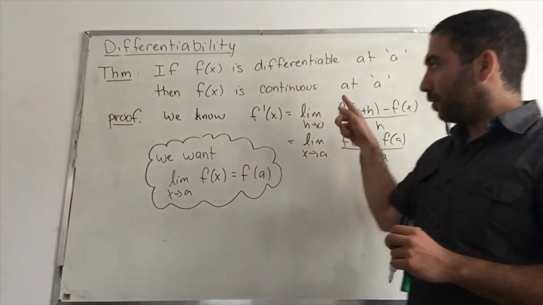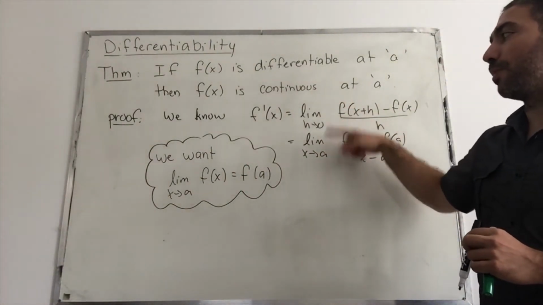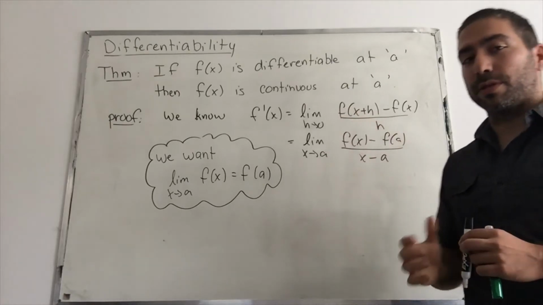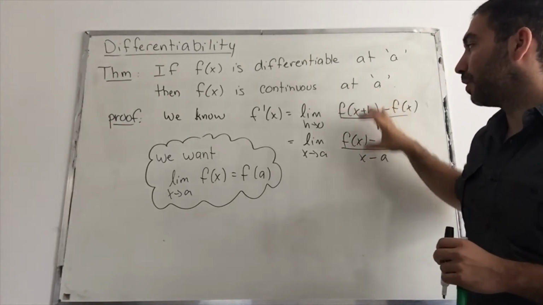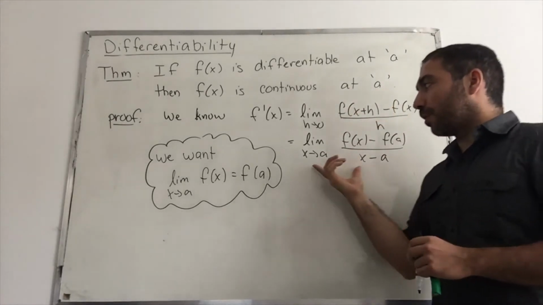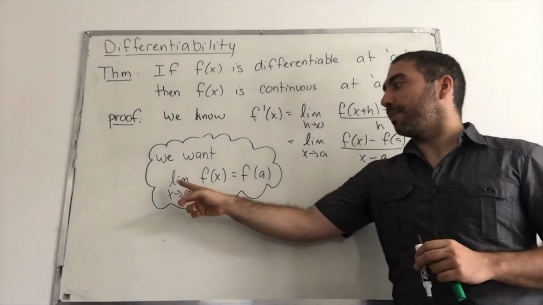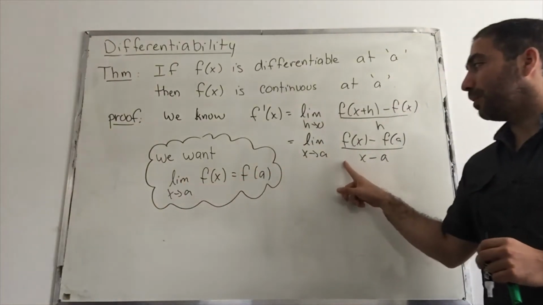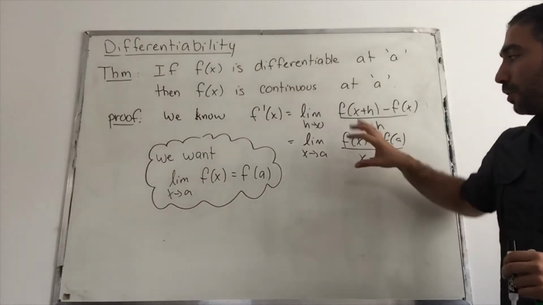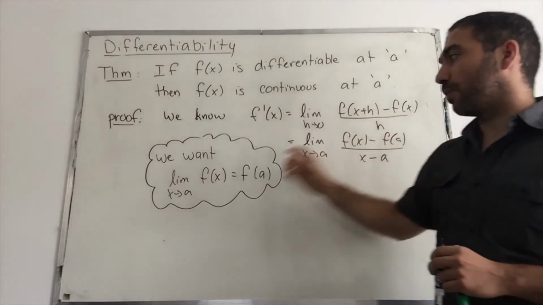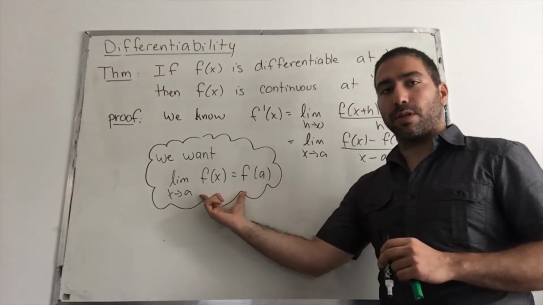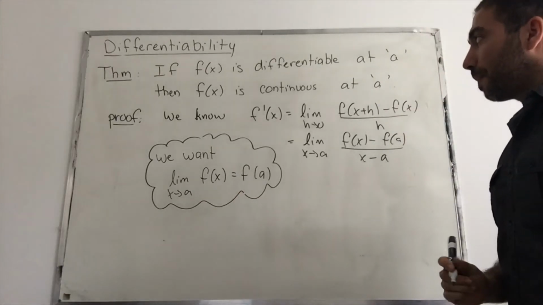Here you have to ask yourself, which formula are you leaning towards using for differentiability? Should we use this one over here or this one over here? The one that I would probably use is the one where the limits are the same. Here we have the limit as x approaches a, so I'm leaning towards this one. We're going to build from this and work our way to the conclusion. That's our goal for this proof.